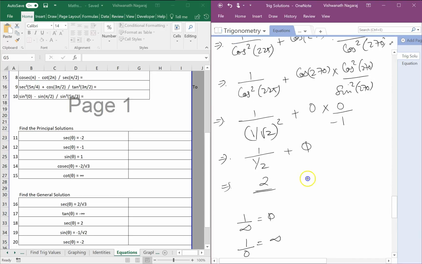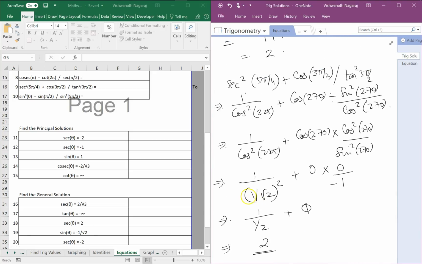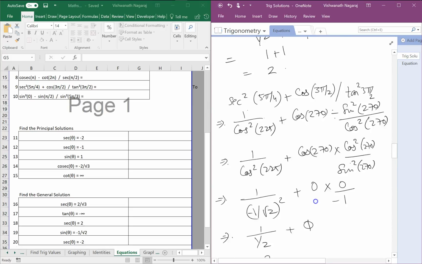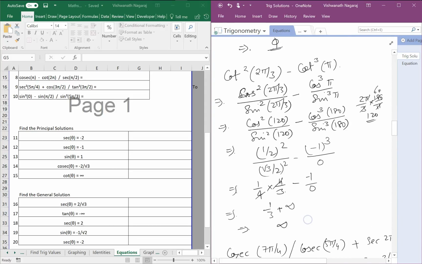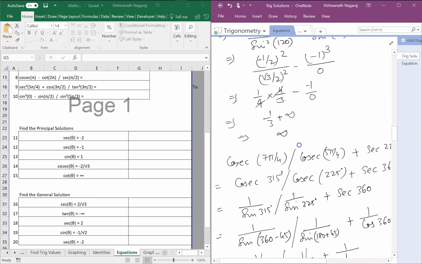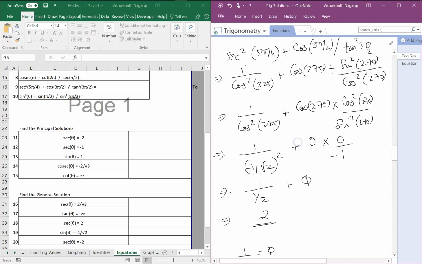Two mistakes I have made. One is this should be minus 1 by root 2, but no impact on the result because after squaring it, it becomes positive. The same mistake I have made somewhere as well here. Yes, cos is negative here also. Okay, so these two mistakes.